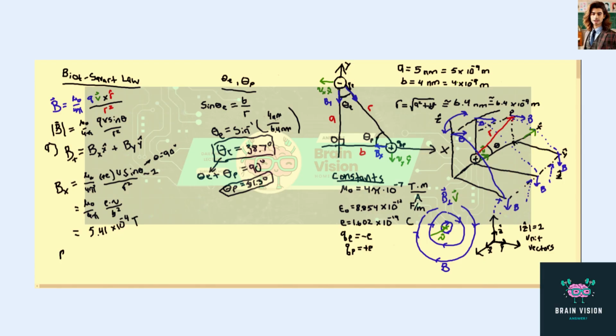Repeating this again, for By, we get mu naught over 4 pi, and now we have a minus e, since it's a negative charge. However, we are going in the minus y direction, right? But this is just going to be a minus 1 since we're taking the magnitude of these unit vectors, and that's what we're trying to solve for. So these will eventually cancel out to give us a positive value.